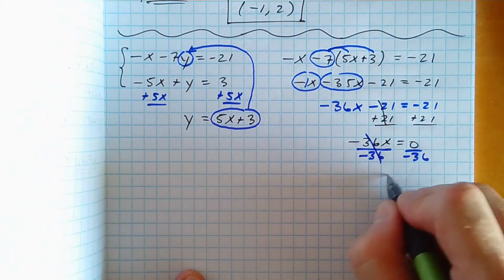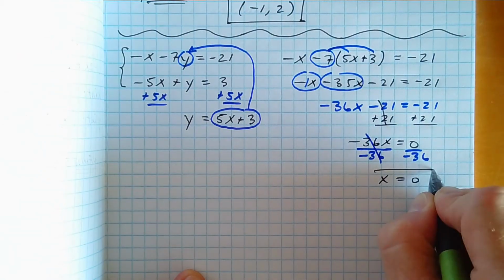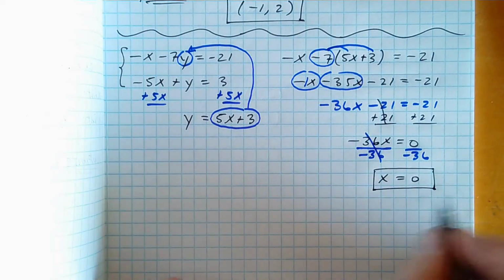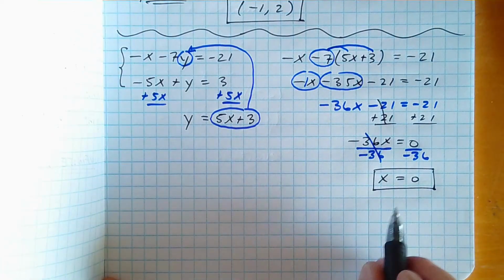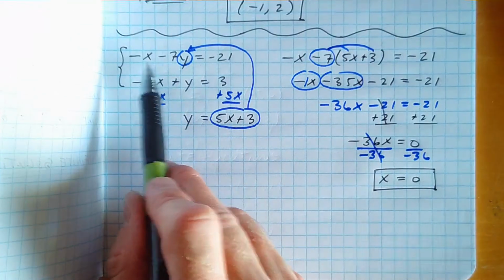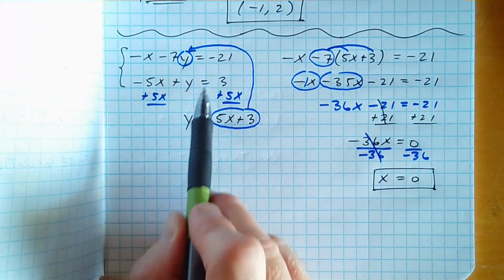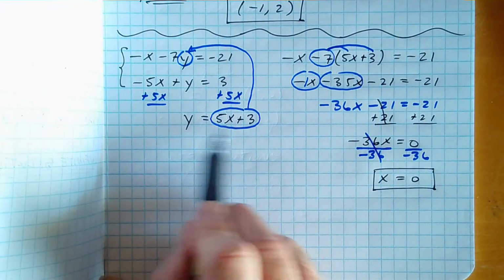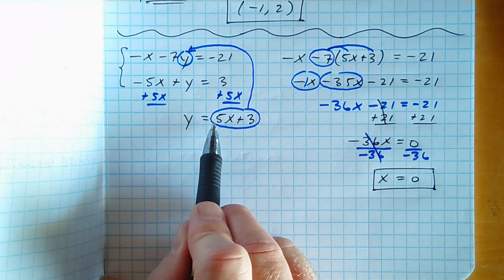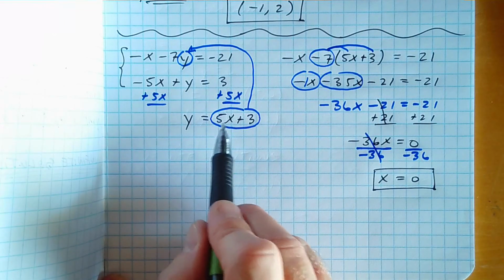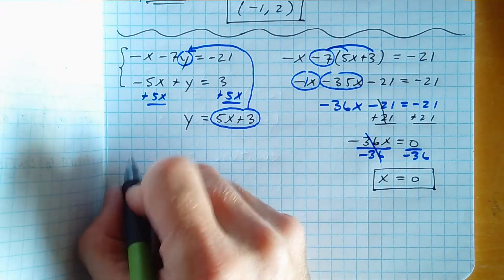This will cancel out, and I have x equals 0. All right, so that's my x component. Now I'm going to substitute this. I could substitute it into the top equation, the bottom equation, or I changed around the bottom equation so I have y isolated. So it makes sense to plug it into this one right here.